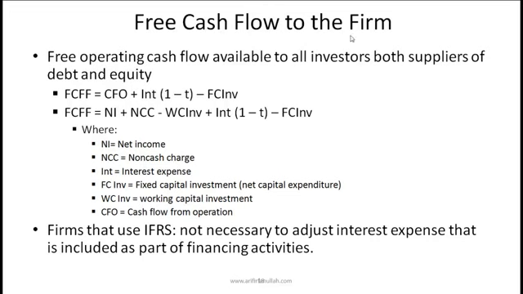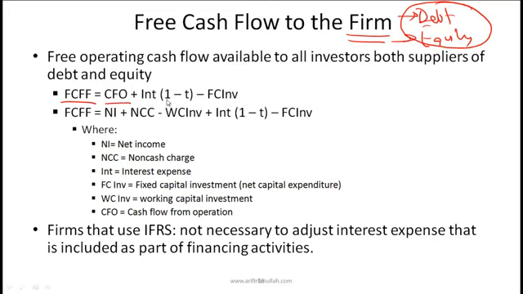Free cash flow to firm: when we say firm, we need to take the perspective of both debt holders and equity holders. Both are considered investors. So free cash flow to firm means the total cash flow that is available to all the investors. That's this entire group. And the definition of free cash flow to firm, which you need to memorize, is that it is equal to the cash flow from operations plus interest times (1 minus tax rate) minus the fixed capital investment.